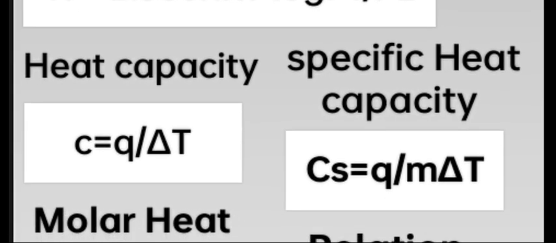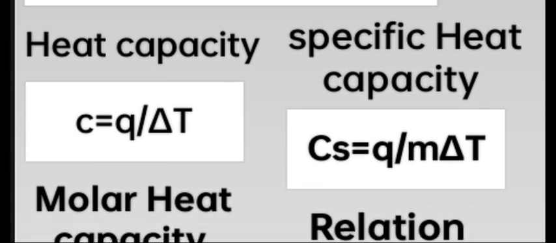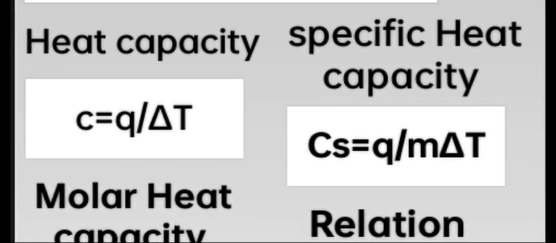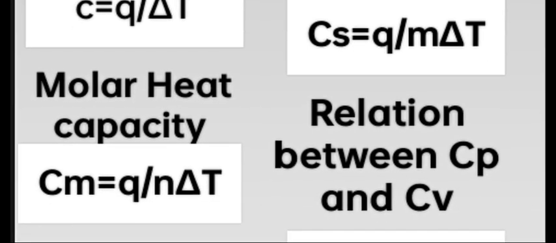Specific heat capacity is the amount of heat energy required to increase the temperature of given system by 1 degree Celsius or 1 Kelvin per gram. So Cs is equal to Q upon m delta T. Molar heat capacity Cm is equal to Q upon n delta T.